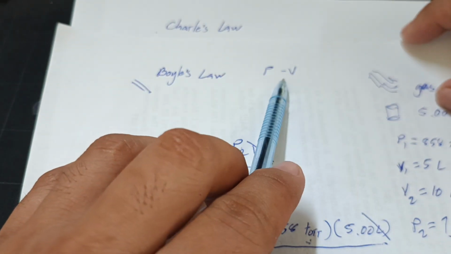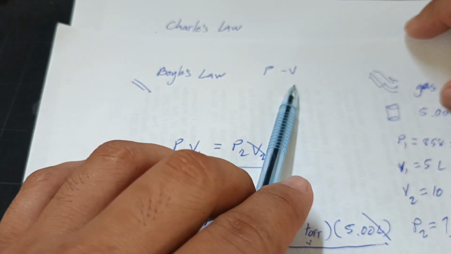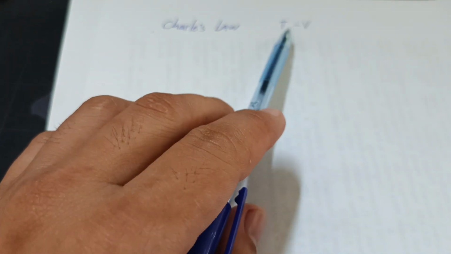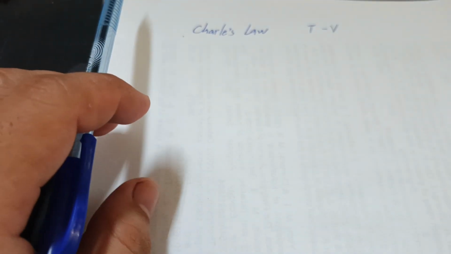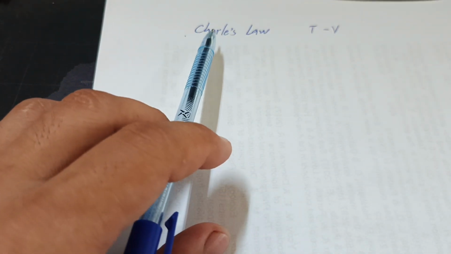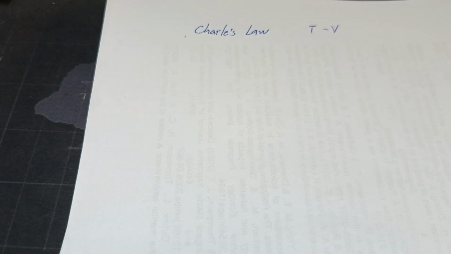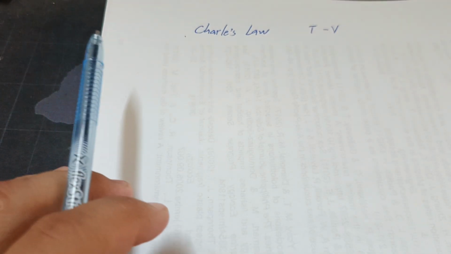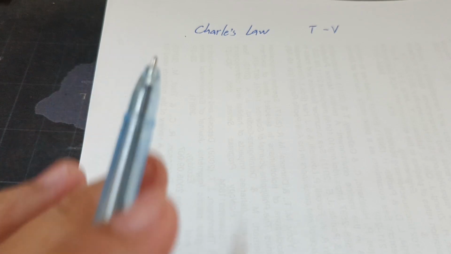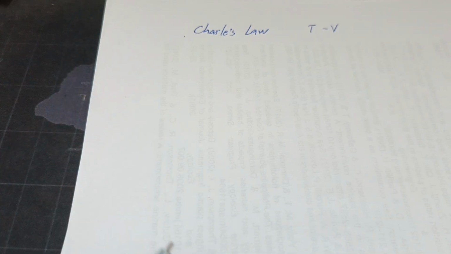Boyle's law is the pressure and volume relationship. Charles' law is the temperature and volume relationship. According to Charles' law, at constant pressure, the volume of a fixed amount of gas is directly proportional to its absolute temperature. And so we'll be using the Kelvin scale in determining the temperature.